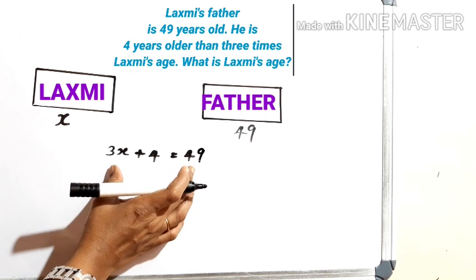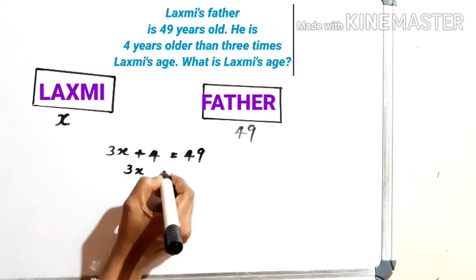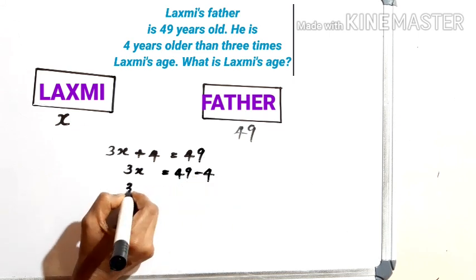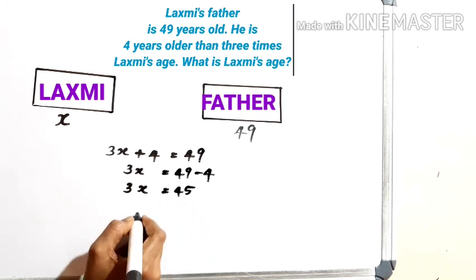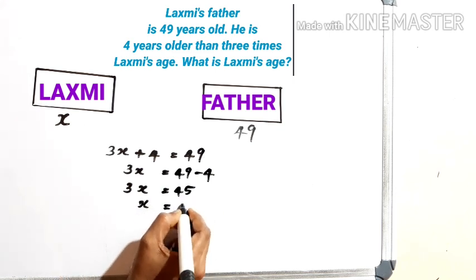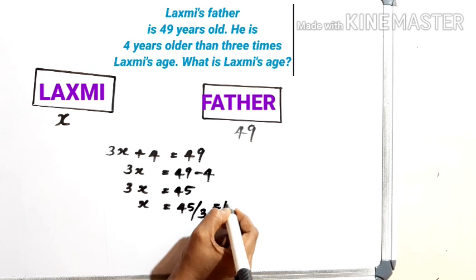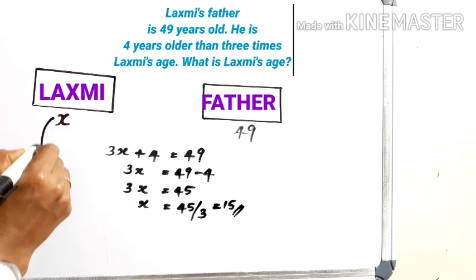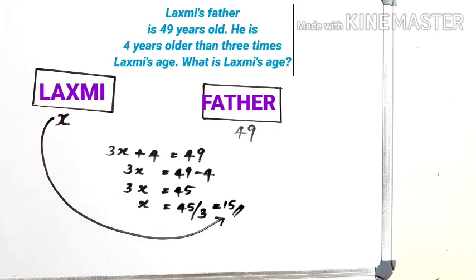Now we have one simple equation, right? Can you solve it? 3x equals 49 minus 4. 3x equals 45, right? Then x equals 45 by 3, okay, equals 15. Now Lakshmi's age, or the value of x, is 15. Lakshmi is a 15 years old girl.